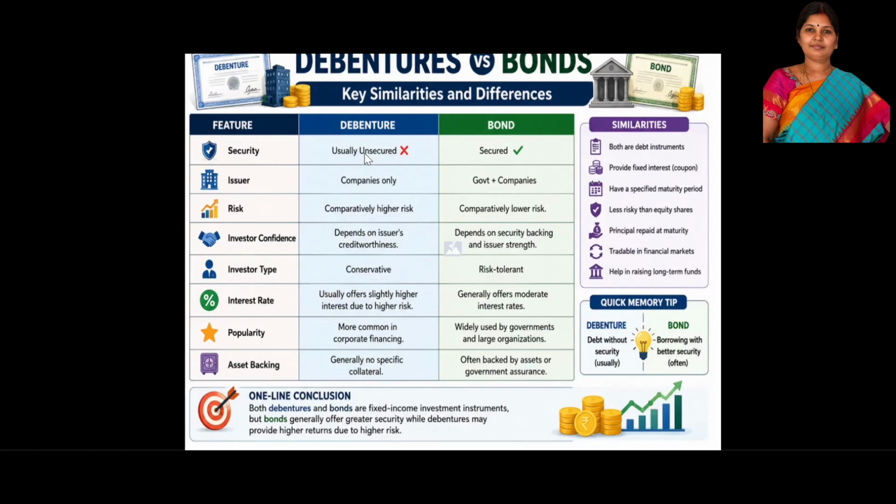Here you see quick memory tip. Usually debentures are without security, but often bonds are offered with better security. Now you know the differences and similarities of bonds and debentures. While both offer fixed income opportunities, their security and risk characteristics vary. Always evaluate your investment objectives before making any decision. So keep learning and keep investing wisely.